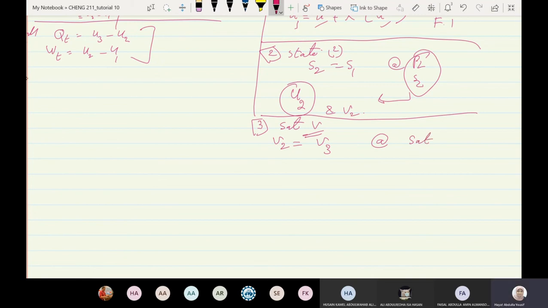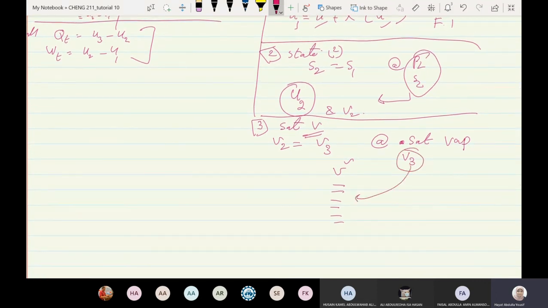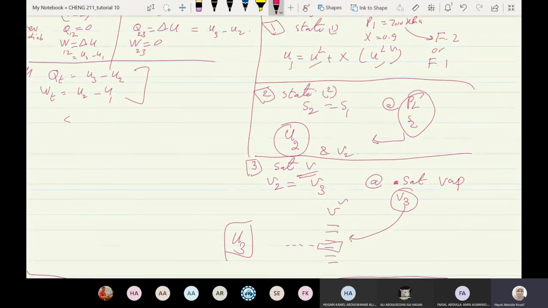And in this case, according to what's given, it's saturated vapor, and V3 is given. What you have to do, you have to go to the vapor property, whether it is in table F2 or F1. Find out this V3 is where on that. Once you get it, try to see the corresponding U accordingly. So once you are done with that, you were able to find U1, U2, and U3 in this example. Then you have just to substitute in those above equations.